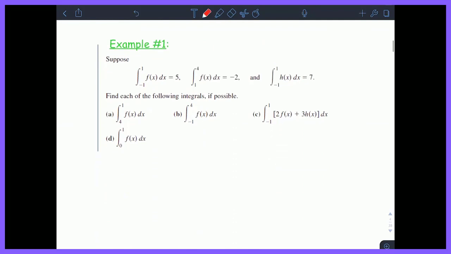Let's try some examples. A, the integral from 4 to 1 of f of x dx. We're going to use a swap bounds here. We're going to integrate from 1 to 4 of f of x dx. But when you swap your bounds, you have to pull a negative out of your integral. Well, I do know the integral from 1 to 4 of f of x dx is -2, so the answer is simply negative that I pulled out. -2 is equal to +4.